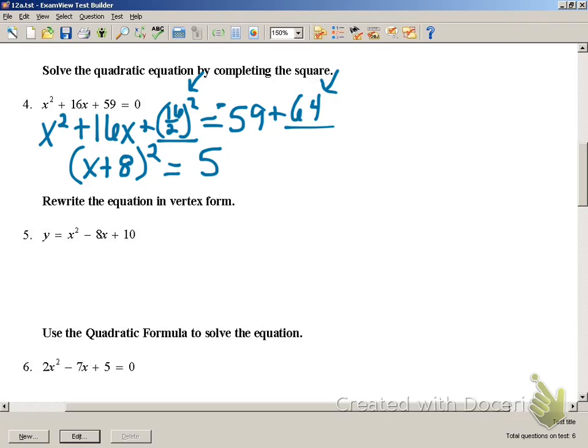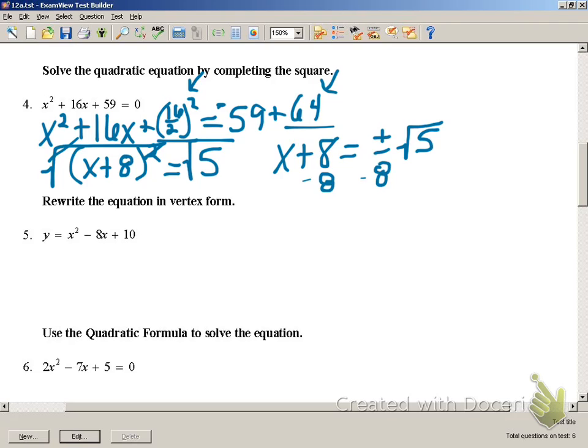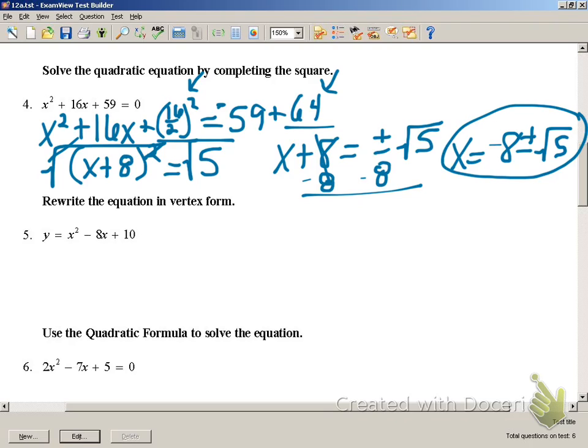So from here, we have to solve. The way we solve is take the square root of both sides. It'll cancel that. So I have x plus 8 equals plus or minus the square root of 5. And subtract 8 from both sides. Cancels. So I have x equals negative 8 plus or minus the square root of 5 as my solution. And that is by completing the square.